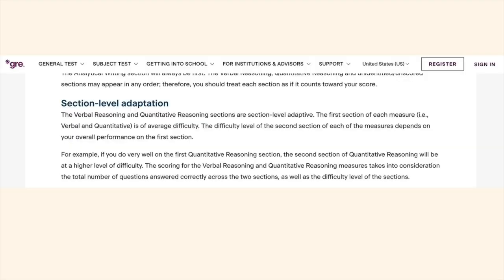Keep in mind that these sections are adaptive, which means that how well you do on the first section of the verbal reasoning is going to affect the questions that you see on the second section. This isn't particularly important for you, but just know that if your questions get harder, that's actually a really good thing, and most likely you're going to get a higher score.